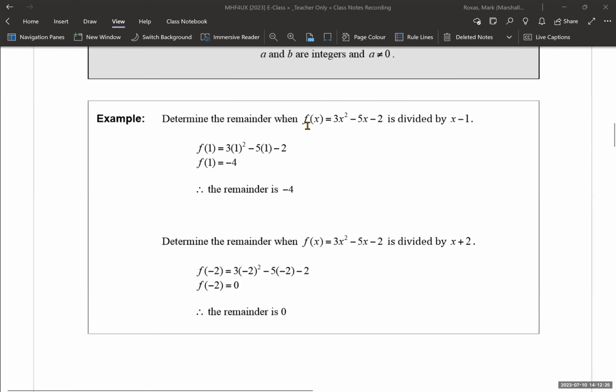Determine the remainder when f of x, this is a polynomial function, is divided by x minus 1. Instead of carrying out the division completely, we can simply apply the remainder theorem that says that if you take 1, the value of b, and plug it into the function, that will tell you the remainder. The remainder is -4 when you evaluate the function. Similarly, if you divide that same function by x plus 2, you take the value of b, which is -2, and put it into the function and evaluate it, and you get a remainder of 0.